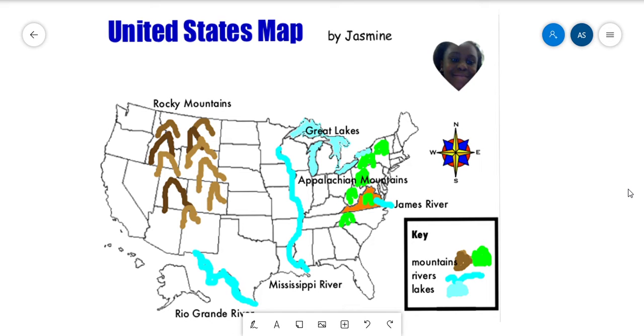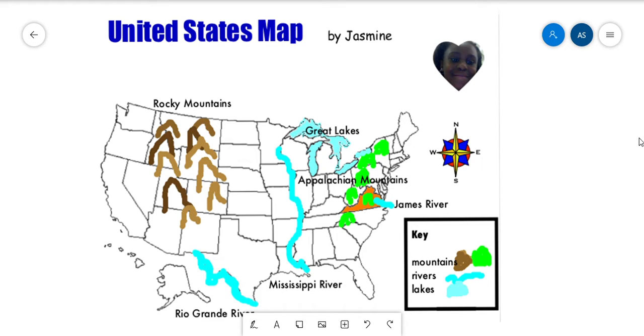Hi guys, today we're going to be learning about maps. So maps tell us where things are. Maybe you have seen your parents use Google Maps or some other map app on their phone to help them get directions to where they're going. Or you might have seen maps hanging up, and maps can tell us a lot of different things.